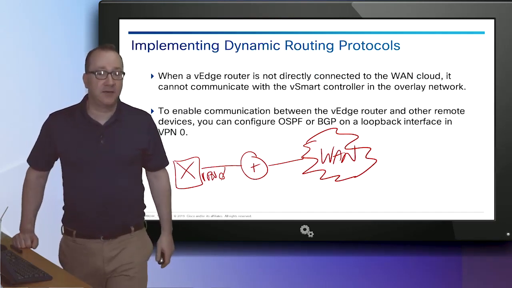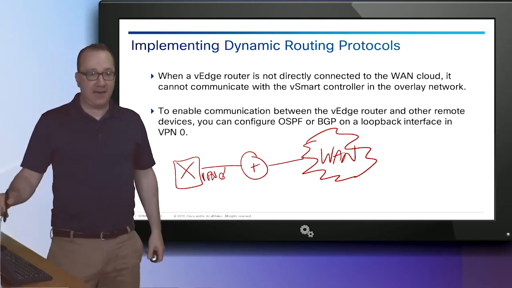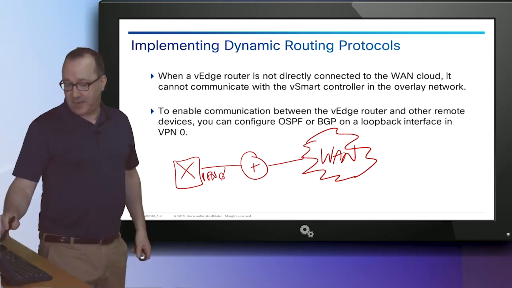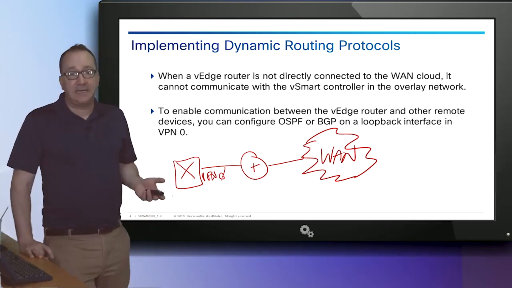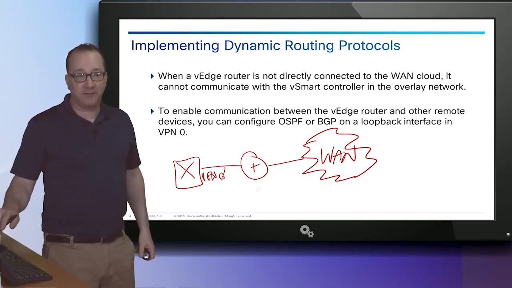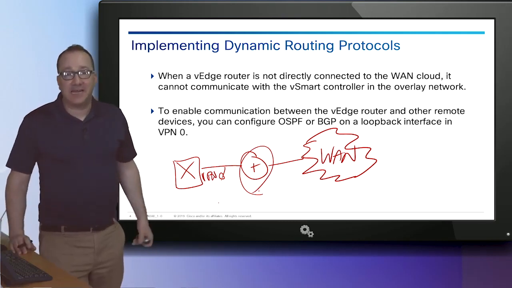It's pretty straightforward. I did draw this here. There wasn't a graphic for this one, so I added this one, and clearly I'm going to be adopted by Cisco to make these icons in the future. Basically, if your V-Edge device is behind a router here, like this, we're not directly connected to the WAN cloud.